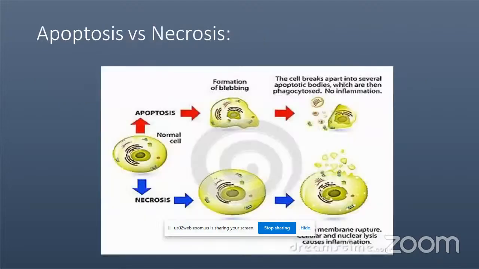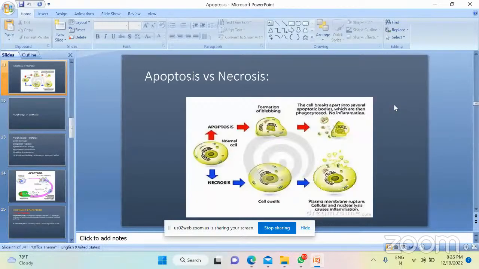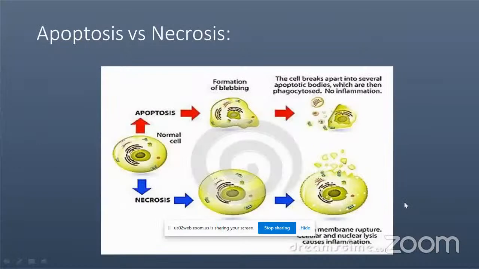Then necrosis. In normal cells, apoptosis leads to the formation of blebbing. The cell breaks apart into several apoptotic bodies, which are then phagocytosed. No inflammation occurs. But in necrosis, cells swell and the plasma membrane ruptures. Cellular and nuclear lysis causes inflammation. So apoptosis never causes inflammation, and necrosis leads to inflammation.